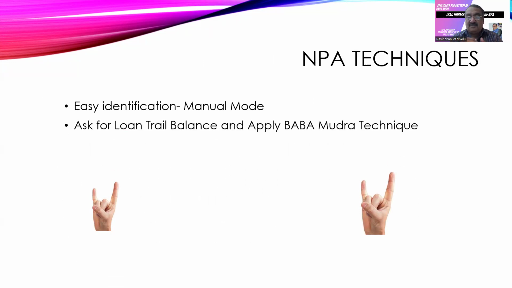So here I have to ask for the loan trial balance. You have to ask for the loan trial balance from the date of opening the branch to till date. Then apply the Baba Mutra concept. This is a new technique. This is not a foolproof technique. And this technique I've used in my experience. I'm going to give you the Baba Mutra concept. So you have to ask for the loan trial balance.